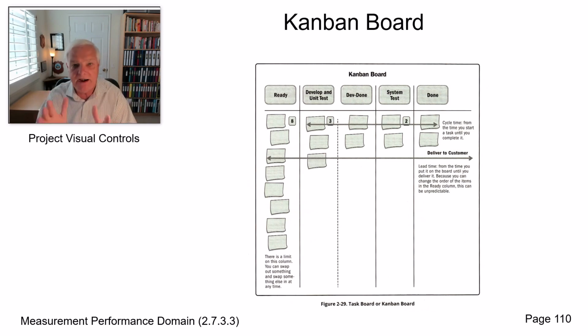You may have an entirely different system set up if you're working in Lean and Six Sigma, where you have Kanban boards, and that Kanban board creates user stories, and those user stories start to show you how one piece evolves into the other, into the other, into the other, and as you flow across delivering this to your customer, you are iterating things in this format. These are project visual controls. This is in the measurement performance domain.